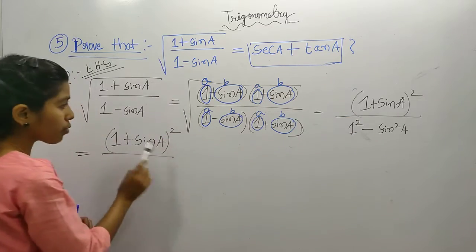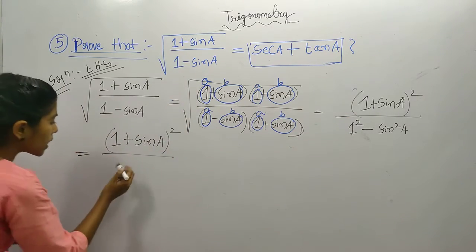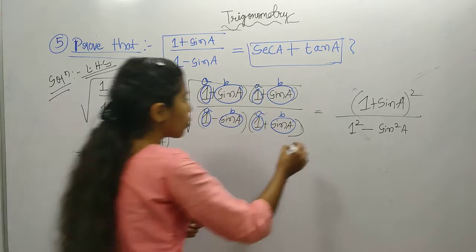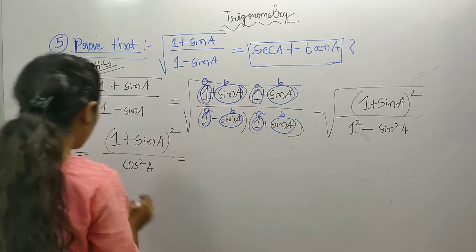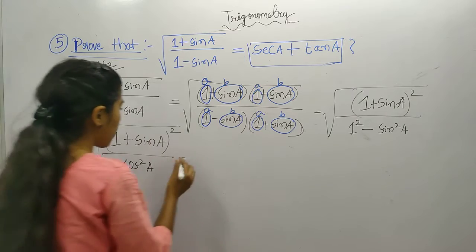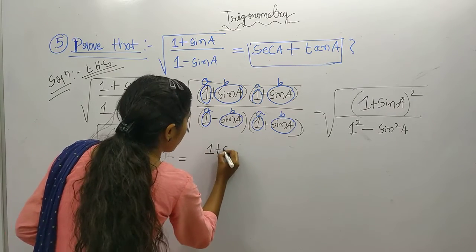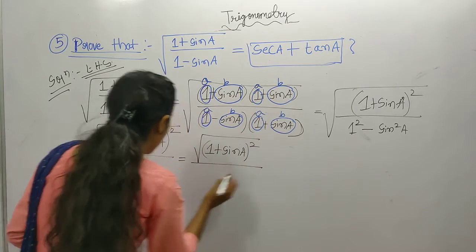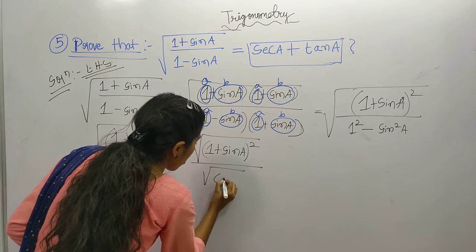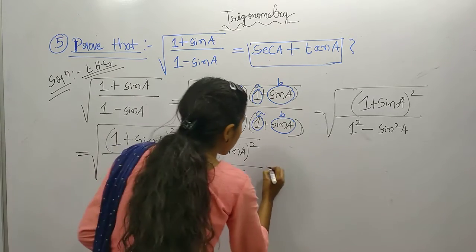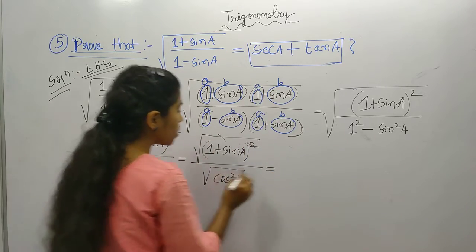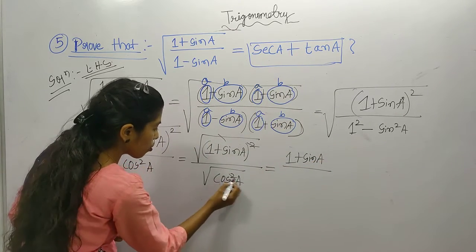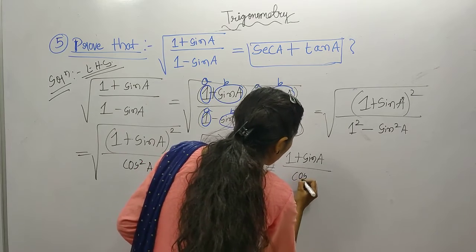See, 1 plus sin A whole square divided by 1 minus sin square A is cos square A. Now you see root is there here, right? Here also root. So now let's separate the numerator and denominator: root of 1 plus sin A whole square, divided by root of cos square A. You see here, square and root will cancel. So it will become 1 plus sin A divided by cos A.